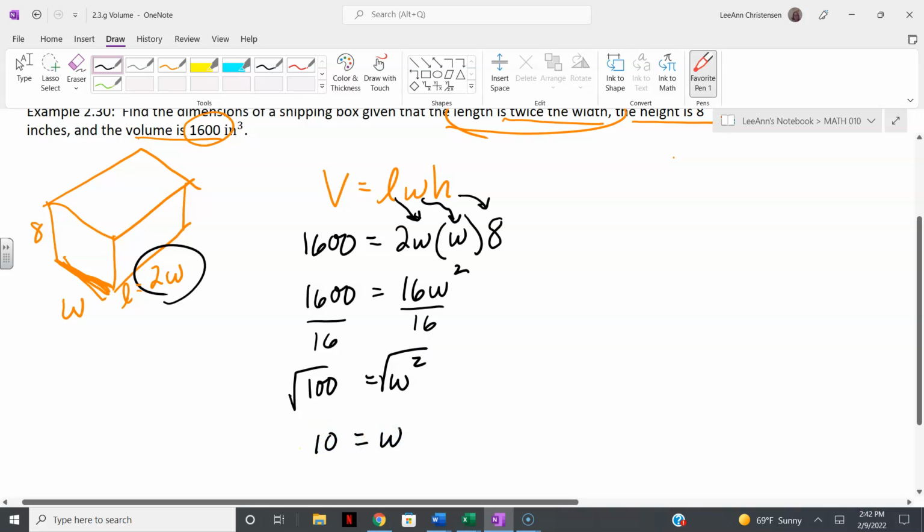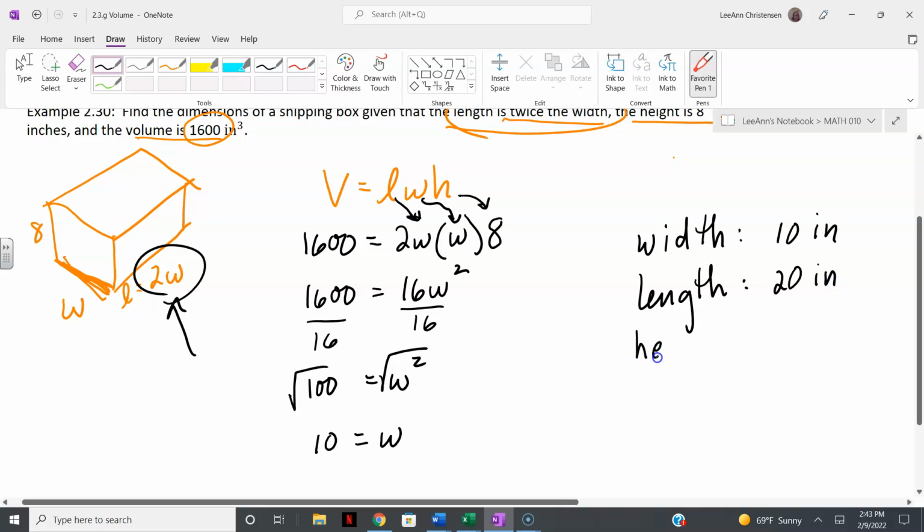Okay, so the dimensions. The width is 10 inches. The length is twice the width, so that'll be 20 inches. And then the height, I don't know if they want you to say that again. They already told us, but it was 8 inches. And if you multiply that together, you'll get 1,600 for the volume. Okay?